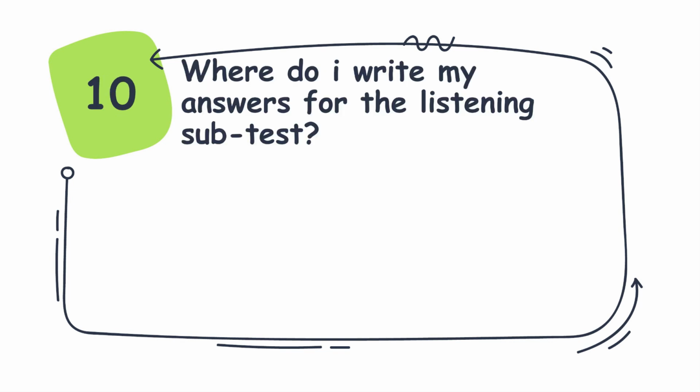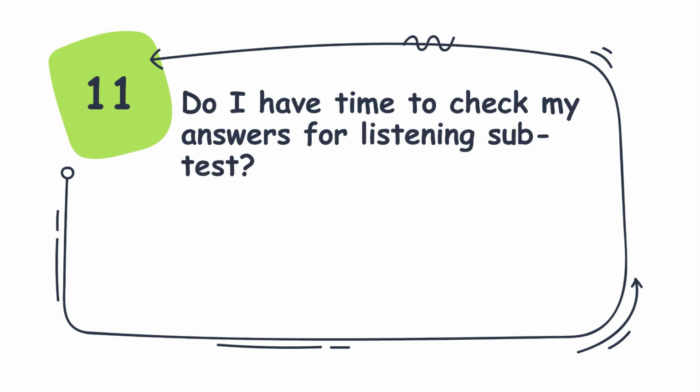For Part A, you must write your answers in the space provided in the question booklet. For Part B and Part C, you must shade the lozenge next to the appropriate answer. Answers written elsewhere in your booklet will not be marked. It is a good idea to use the sample tests to familiarize yourself with the different task formats you will find in the test. Yes, you will have 2 minutes at the end of the sub-test to check your answers for all 3 parts of the sub-test. You will listen to each part of the test once only, so you must write your answers in the question booklet as you listen.